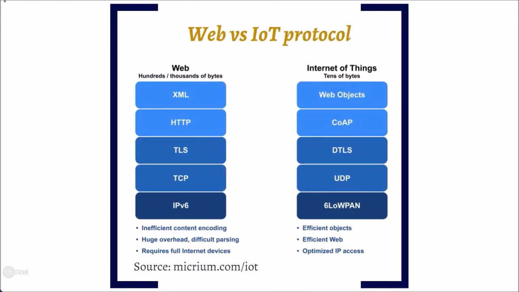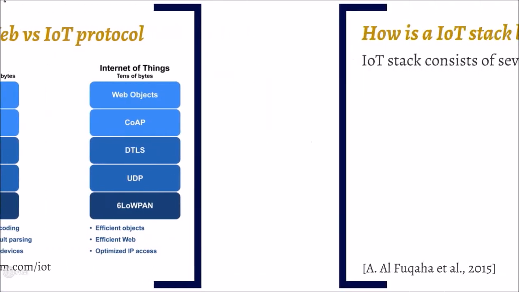Now that we know more about the challenges in protocols, we see that the traditional web-based communication is not suitable for a smart home. In this picture you can see that the web protocol stack has a size of hundreds to even thousands of bytes of data, while an Internet of Things protocol only has a size of tens of bytes of data. So special IoT protocols are designed to optimize the communication efficiency that is required in a smart home.